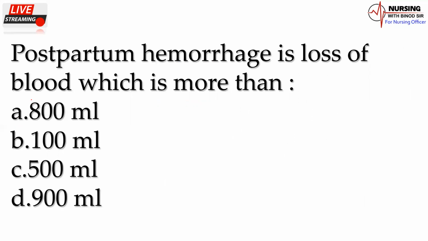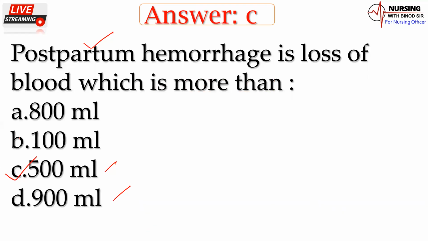Postpartum hemorrhage is loss of blood, which is more than A option 800 ml, B option 100 ml, C option 500 ml, D option 900 ml. What is the meaning of postpartum hemorrhage? Always you have to remember the loss of blood, which is more than 500 ml, then that is known as PPH, postpartum hemorrhage. You must have to remember this one. Now we'll come back to next question.